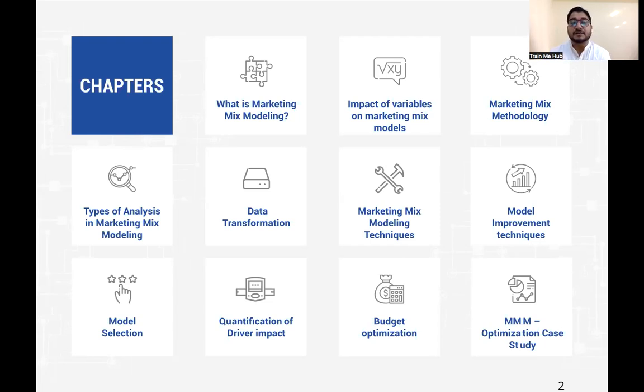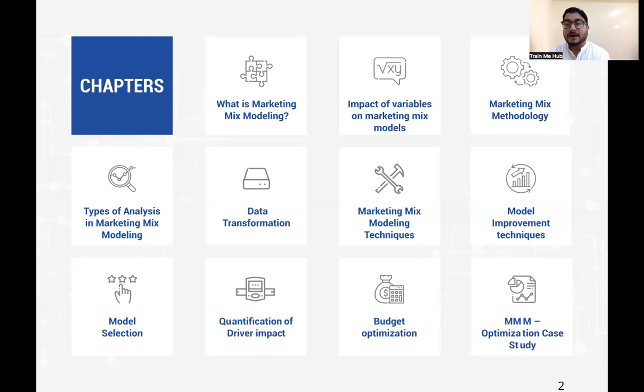Then we'll touch base on two types of analysis in marketing mix modeling. Then one of the important topics we're going to cover is data transformation, because MMM is completely dependent upon the data. Data transformation is a very important key factor involved around MMM. If your data transformation is really good and your data is crunched in a proper manner, you will get a better analysis, by which you can take the appropriate step towards your marketing efforts.